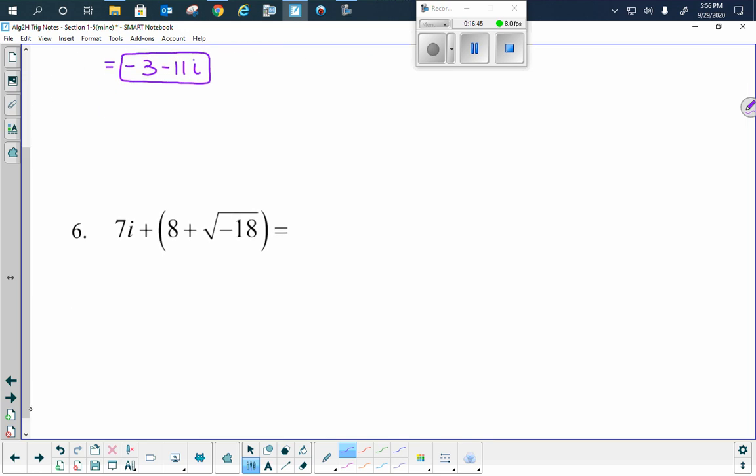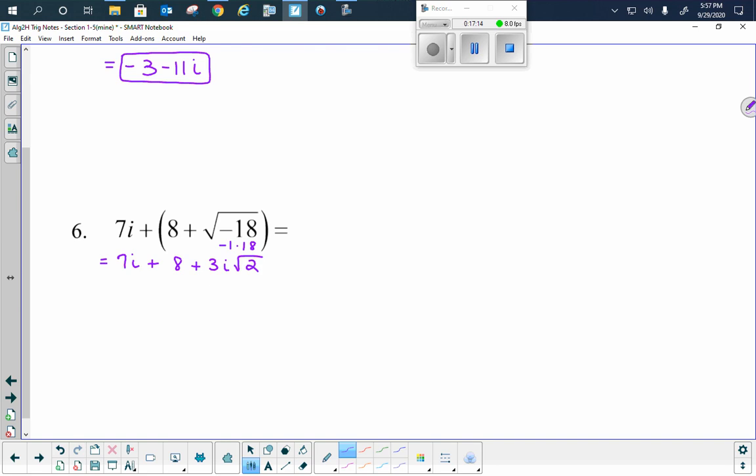Number 6. All right, well, this one looks a little more daunting. Let's see what happens though. So I've got 7i plus 8. Take the time to break that one down. Hopefully you're thinking of that as negative 1 times 18. And 18 is really 9 times 2, so 3 root 2. And of course the negative has to have an i, so plus 3i root 2, if you're writing the notation correctly.